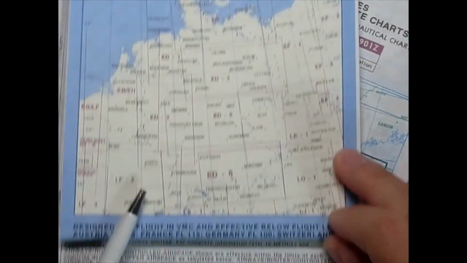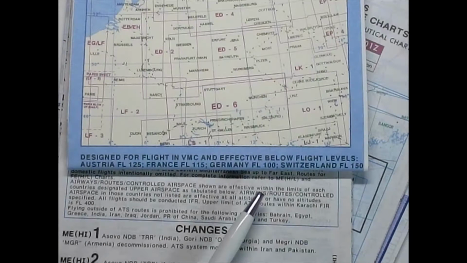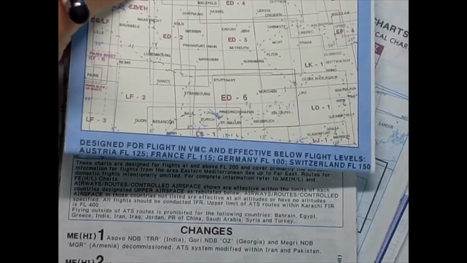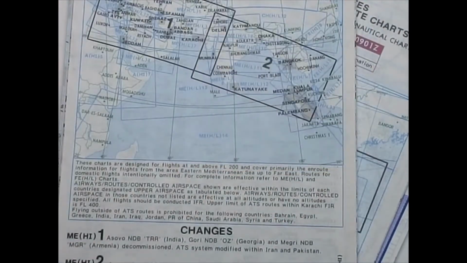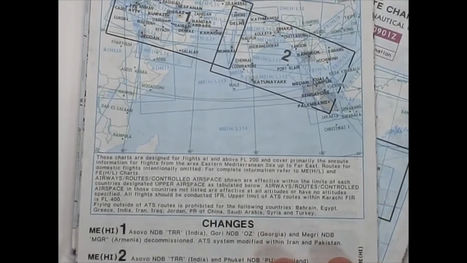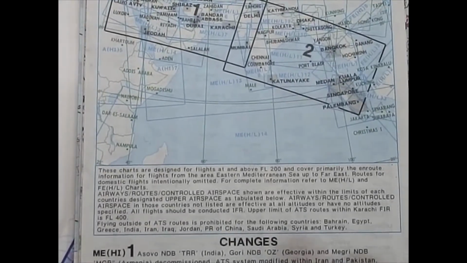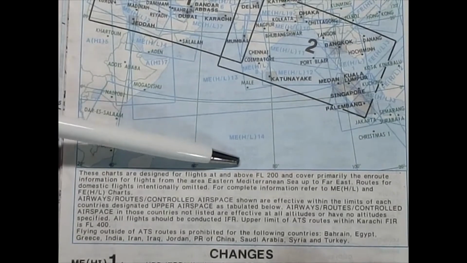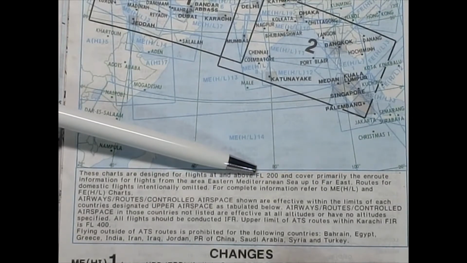It also tells us this chart is designed for VMC flight, France flight level 115, Germany flight level 100, Switzerland flight level 150. So it actually tells us what altitudes this chart is designed for. All charts have something similar. This particular one tells us that this is for flights at and above flight level 200.